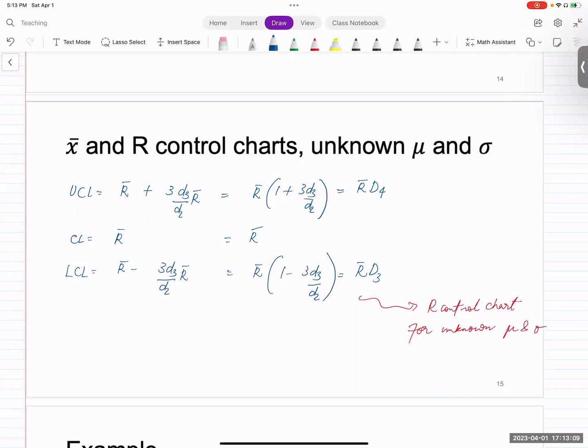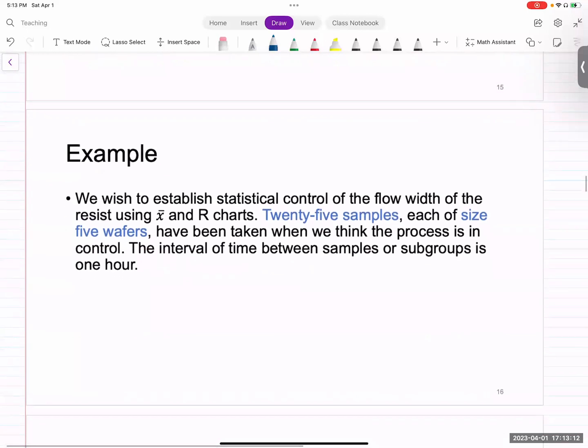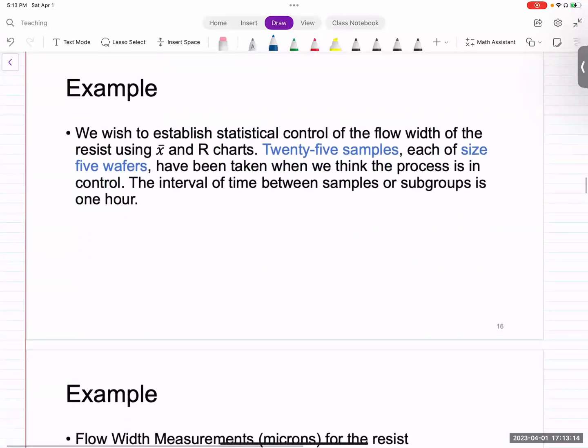All right, now let's look at some problems that we can solve using these formulas. The first problem is we wish to establish statistical control of the flow rate of the resist. Resist is a type of polymer. Using X bar and R charts, 25 samples, each of size 5 wafers. So you see your m is 25 because you have 25 samples, and then each sample is of size 5. So your n is equal to 5. The interval of time between samples or subgroups is 1 hour. It's probably not a useful information at this point.